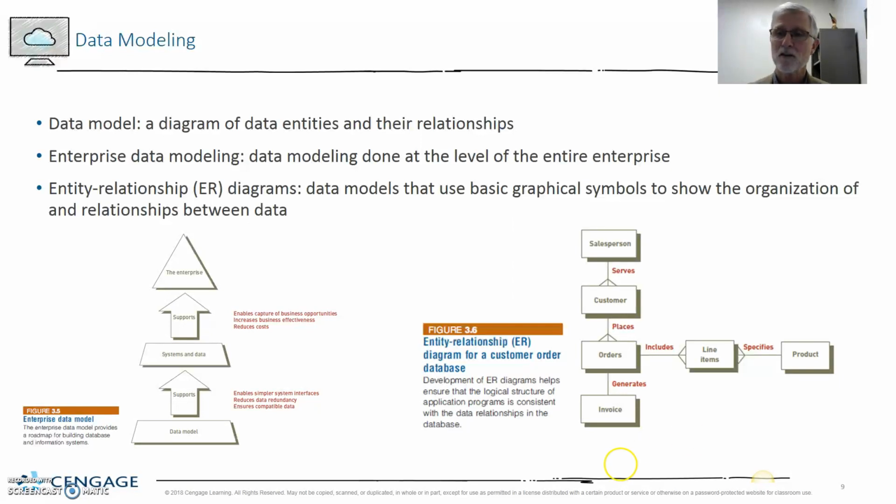Not just in this case between invoice and orders, where I've got a one-to-one relationship, but I've got an order that could have many line items. So I've got one to many, many to one, one-to-one in the different areas. So it's a graphical way of representing this.